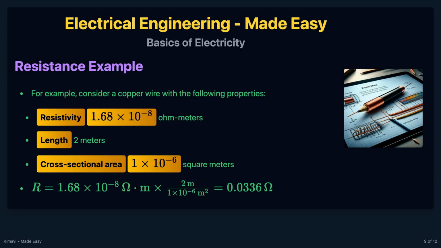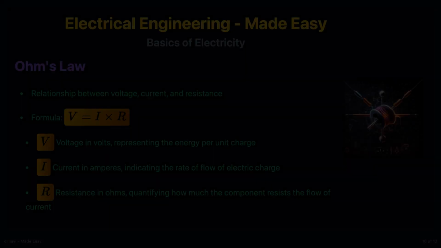For example, a copper wire with a resistivity of 1.68 times 10 to the power of negative 8 ohm meters, a length of 2 meters, and a cross-sectional area of 1 times 10 to the power of negative 6 square meters, has a resistance calculated as R equals 1.68 times 10 to the power of negative 8 ohm meters times 2 meters divided by 1 times 10 to the power of negative 6 square meters, which equals 0.0336 ohms.